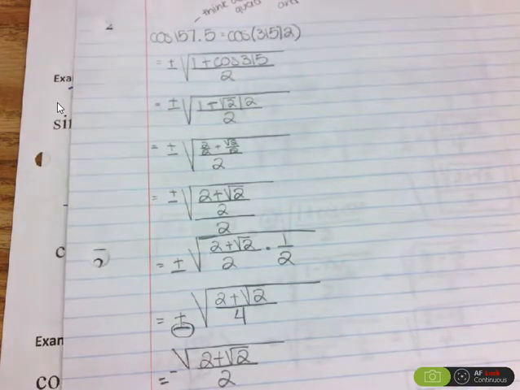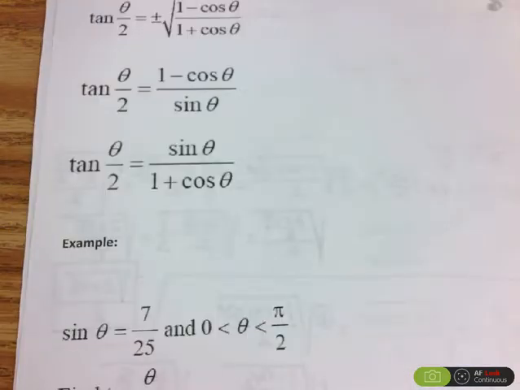All right, I want you to turn the page, and we're going to look at the next side. All right, on the back. How many formulas do we have for tangent theta over 2? 3 formulas. Which one do you think is my least favorite?